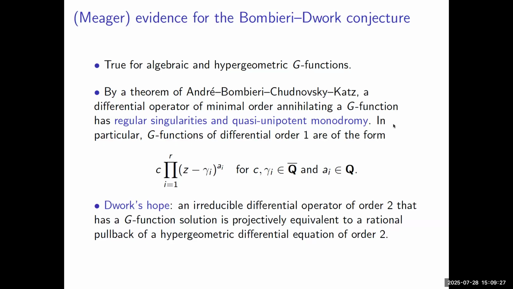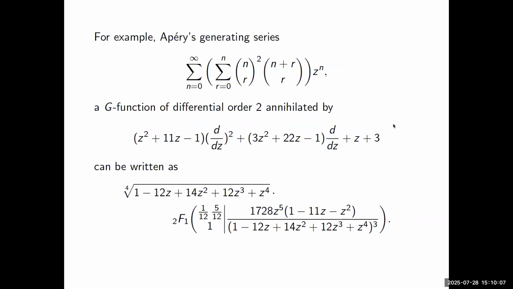And then next is differential order 2. And there was this hope by Dwork that you could somehow produce all of them using hypergeometric functions, so the one for p equals to 1, and algebraic functions. So the statement, I'm going to show you some examples and explain what it means in practice, is that an irreducible operator of order 2 with a G function as solution is, up to some equivalence relation, a pullback of a hypergeometric differential equation of order 2.